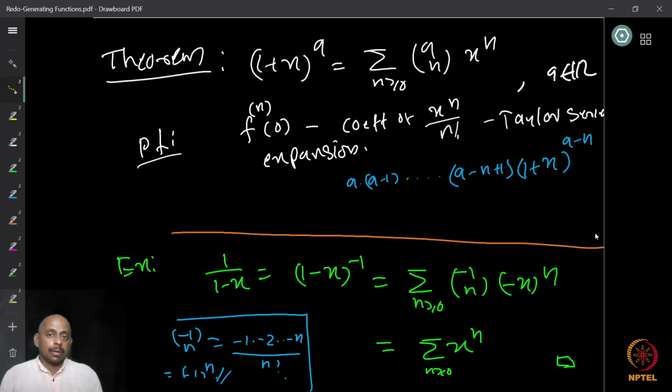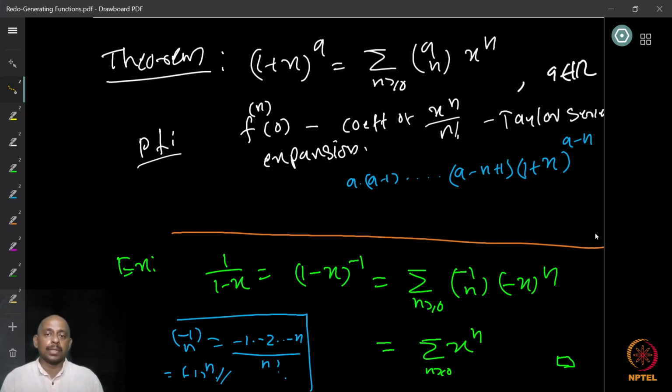Now, we can also define the generalized binomial theorem. The binomial expansion is 1 plus x whole raised to a. So instead of 1 plus x whole raised to n, we have 1 plus x whole raised to a for a real number now, which I can write as summation a choose n x raised to n, for any real number a, and n being natural numbers, n greater than 0. Now, how do you prove this theorem?